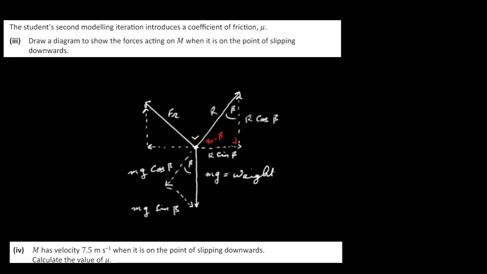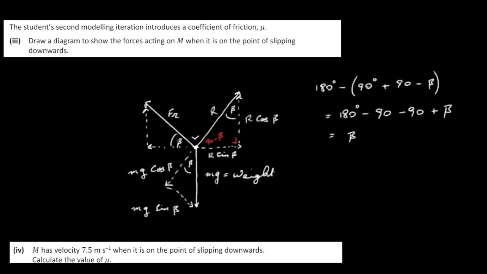So really we've got this straight line here, and we have 180 degrees there. So in order to work out this angle here, we would take 180 degrees, we would subtract 90 degrees plus 90 minus beta. We would add those two angles. That will give us 180 degrees minus 90 plus beta. So that gives us 180 minus 180, which is 0, so we just get beta. In other words, this angle here is also beta.